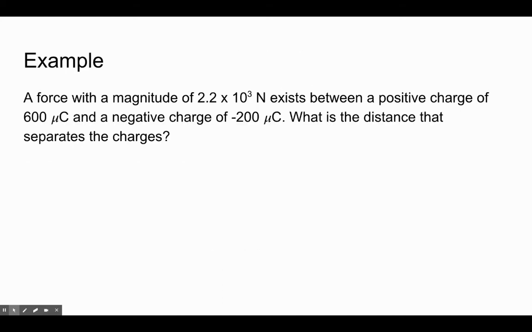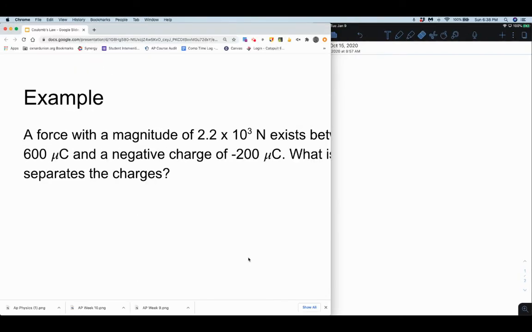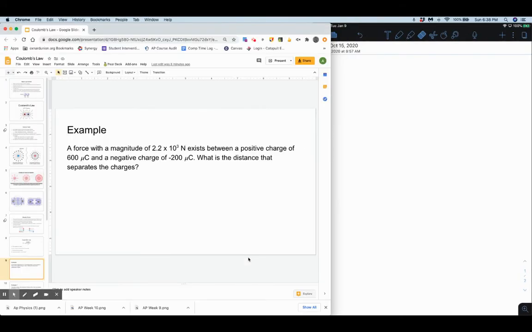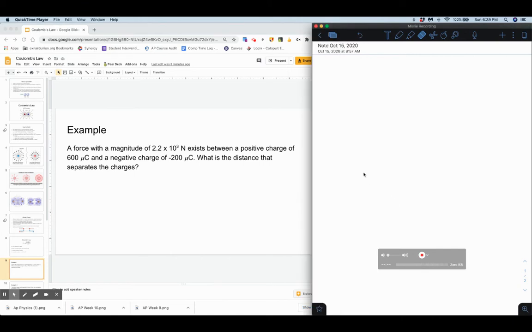So here's our example. We have a force with a magnitude of 2.2 times 10 to the third newtons that exists between a positive charge of 600 microcoulombs and a negative charge of negative 200 microcoulombs. What is the distance that separates the charges? So here's the micro example that I was talking about. Now, first and foremost, we have to talk about what this micro means.